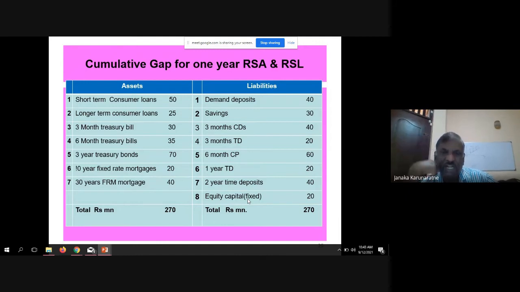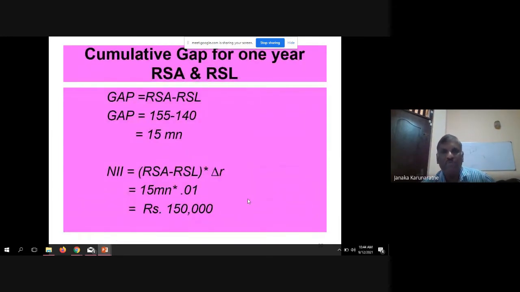Then 3 months TD is definitely 40. 3 months TD is definitely 20, 60. Commercial papers, yes, 60. Then altogether 120. And 1 year TD, 20, 140. 2 year time deposits, we haven't been told whether it's floating rate deposits, so we can assume fixed rate. So basically 140. So your gap is around 15 positive, 155 minus 140.